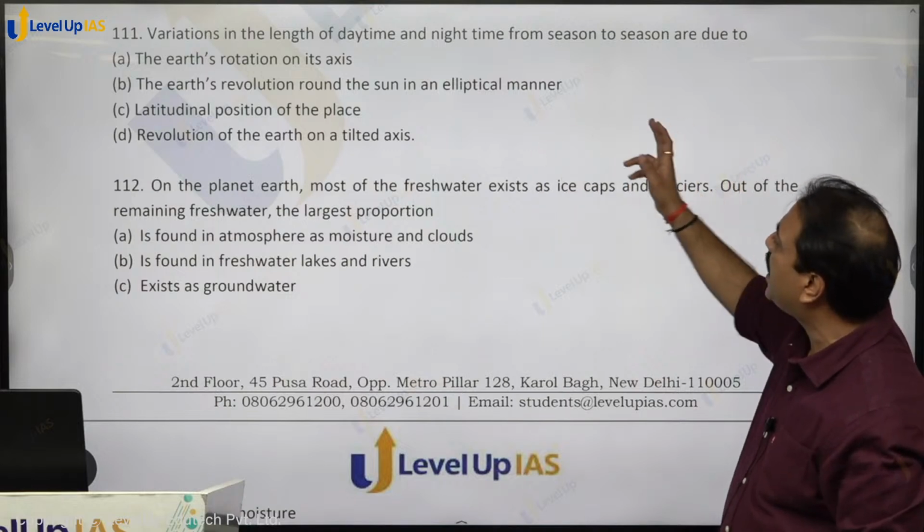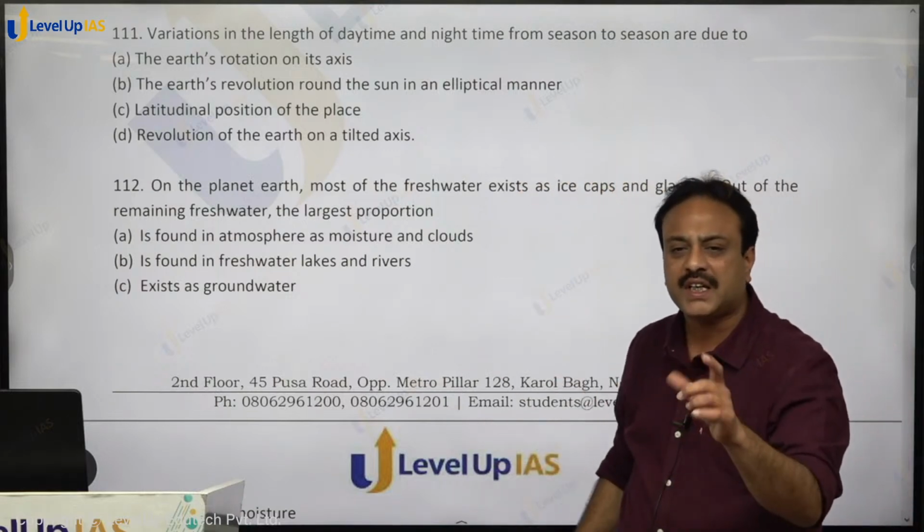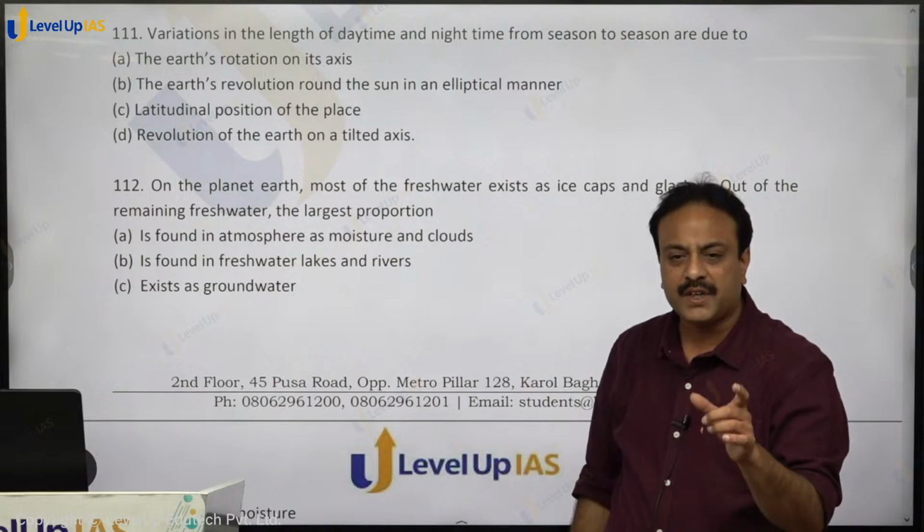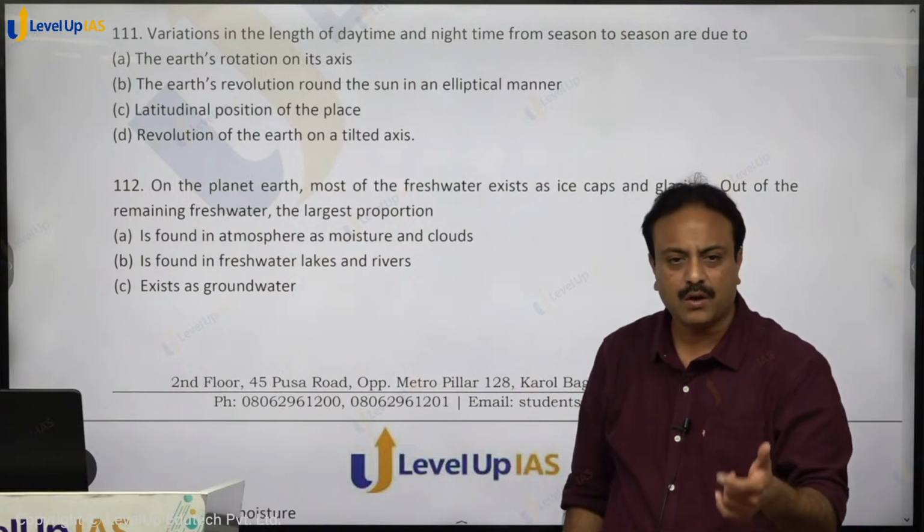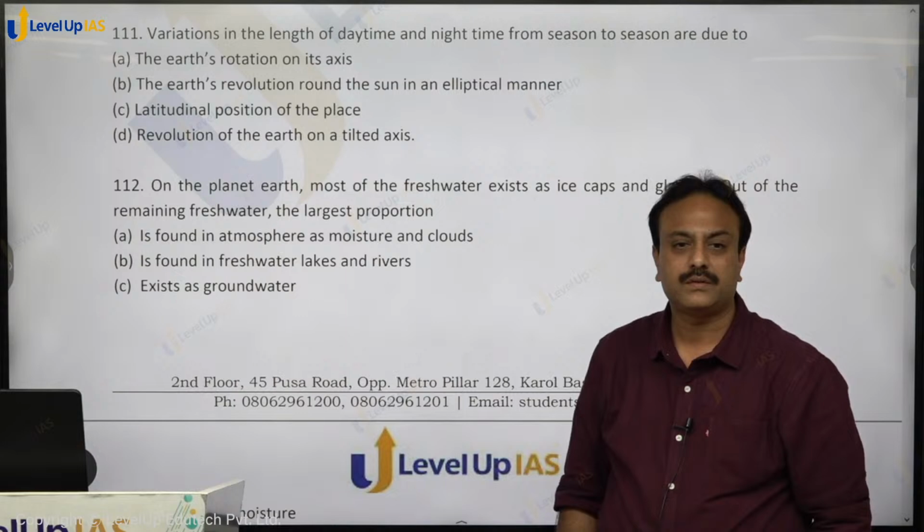Variation in the length of daytime and nighttime: daytime and nighttime change with the change of season only. In winters we are having shorter day, in summers we are having longer day. So yes.